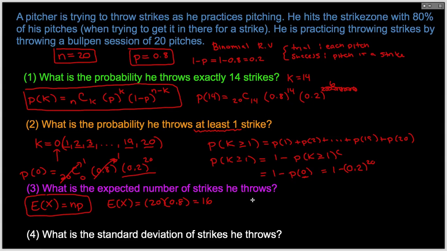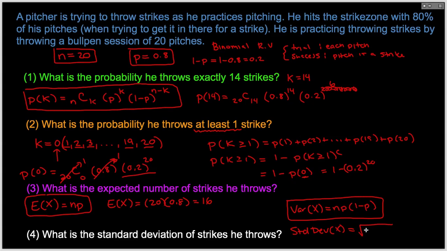So the last question asks, what's the standard deviation of the strikes he throws, right? So another quick thing is you need to know this formula. The variance of x, if x is binomial, is just n times p times 1 minus p, right? Well, what does that matter? I want standard deviation, right? Well, standard deviation of x is just equal to the square root of the variance of x.